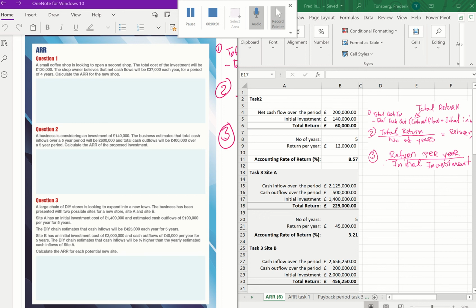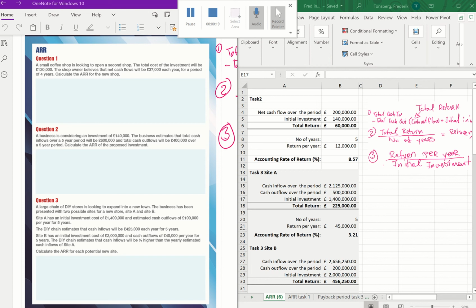Okay, so this is a recording to go through the results of the ARR tasks. If you haven't looked at the actual explanation of ARR and the investment analysis tool, then I suggest you watch the previous video before that. That's going to make more sense.